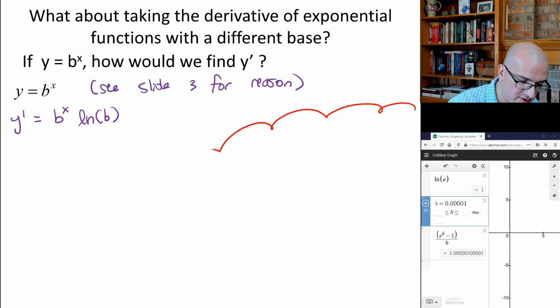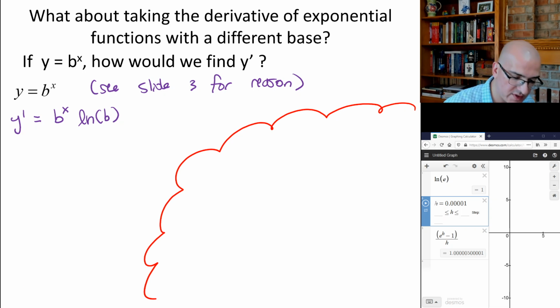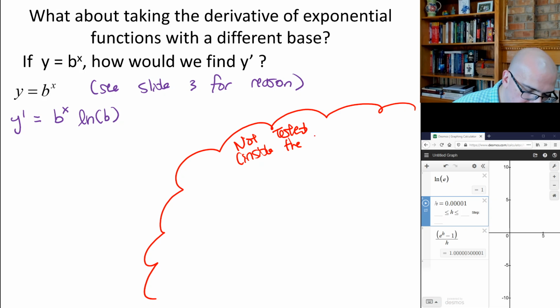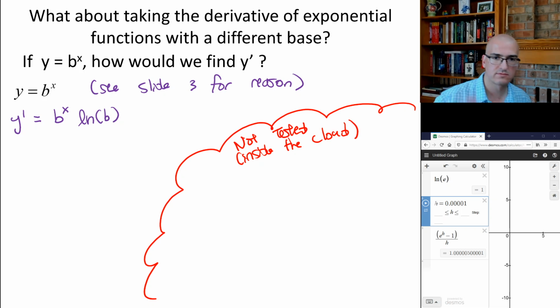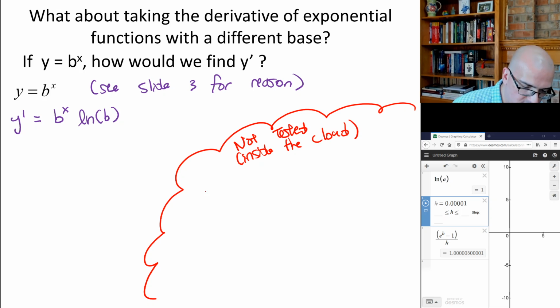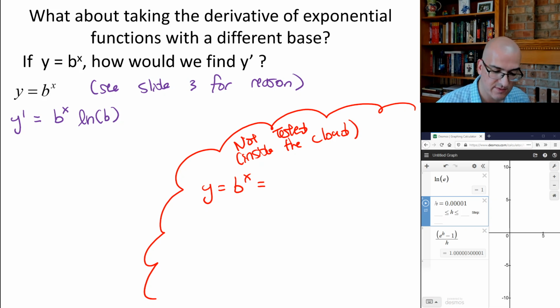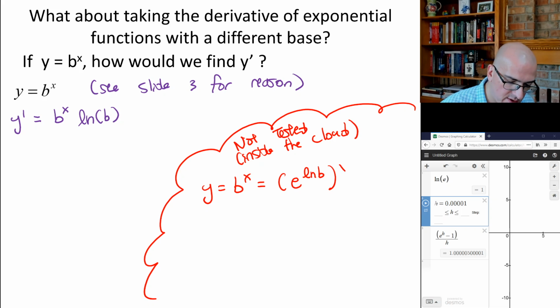You're not responsible for knowing what I'm about to show you. This is not tested. What's inside the cloud? Inside this cloud, not tested. So y equals b to the x can be rewritten as e to the ln b all to the x. e to ln b, cancellation law. I can cancel them out and get b back.